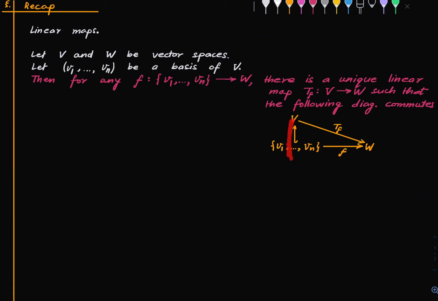So this is the inclusion map, meaning it sends V1 to V1, V2 to V2, and so on. And this is our linear map which extends F. So it is behaving the same as F on these vectors, and then on top of that it is a linear map, and there is only one such linear map. So this is a fundamental property that we will use. It's a very simple fact. There is nothing mysterious about this. Alright.